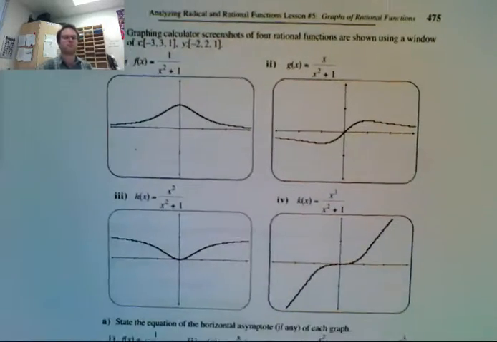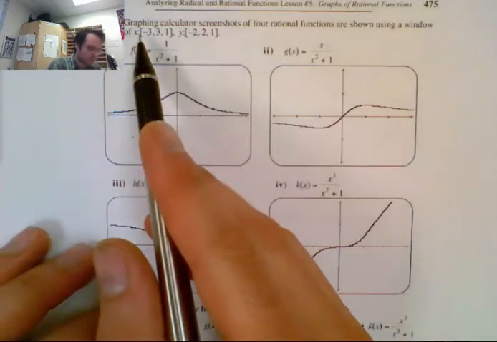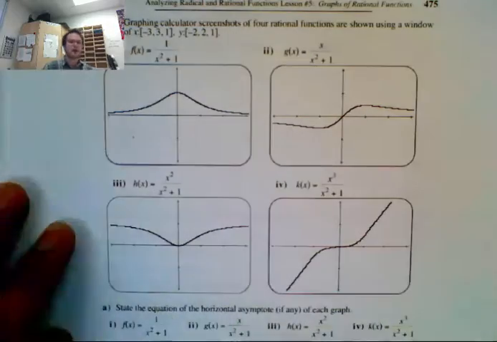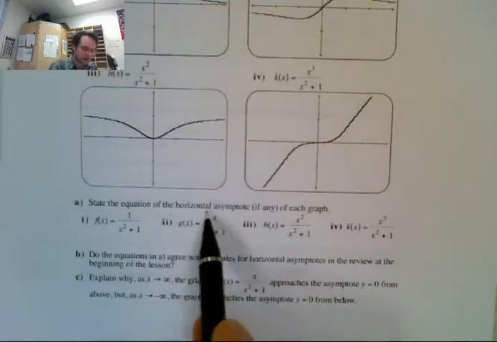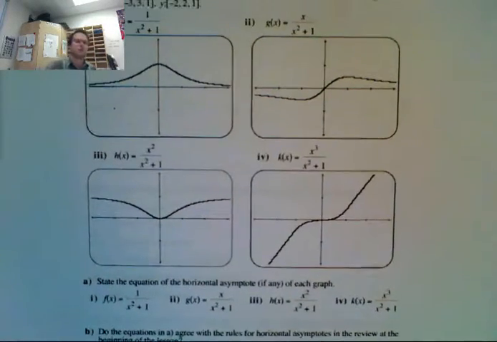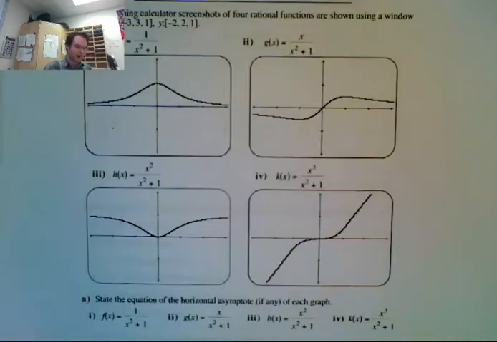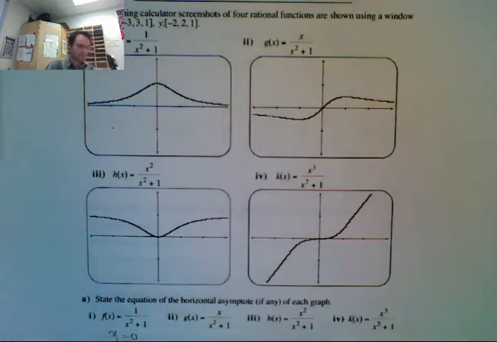Okay, so now let's take a look at part 2. It wants us to graph, so it has a graphing calculator, has produced each of these 4 graphs. Okay, so for part A, it says state the equation of the asymptote if any are in the graph. Well, let's take a look at this one here. This first one, yes, I have an asymptote at y is equal to 0.